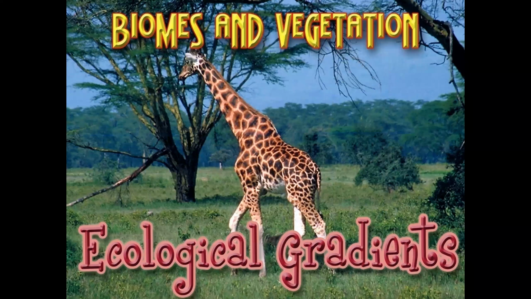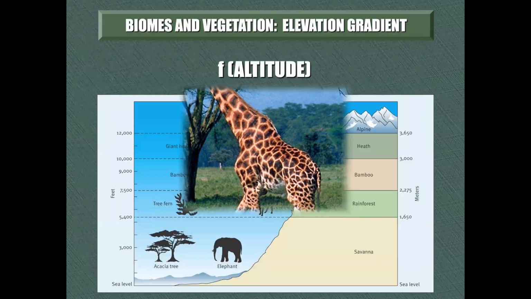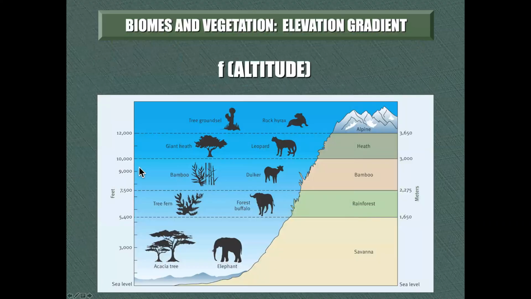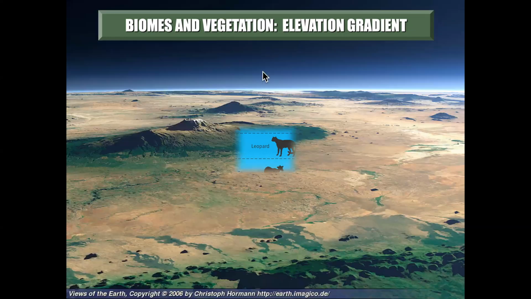Let's look at some ecological gradients. A gradient is how something changes in the horizontal. Okay, so let's look at this. The idea of altitude can create a gradient. So it's an elevation gradient, how things change as a function of altitude.